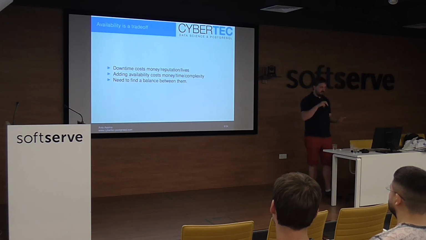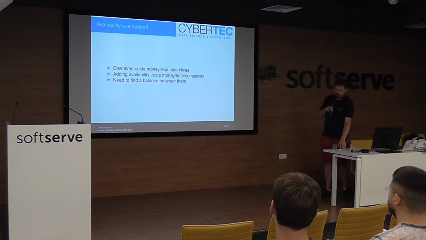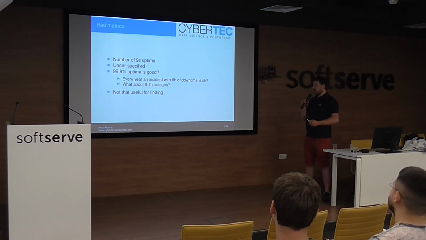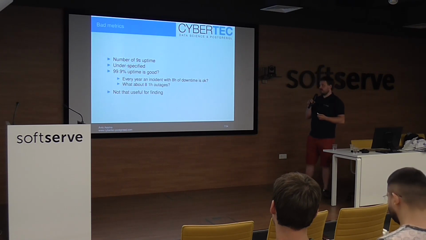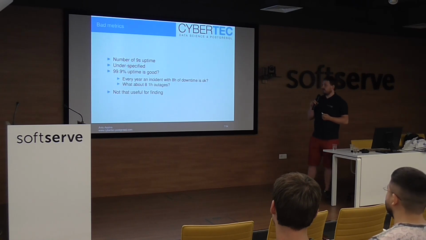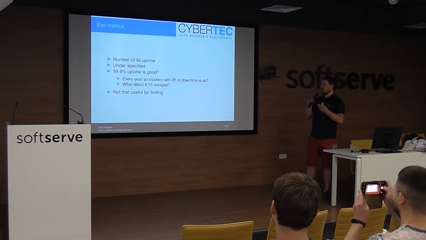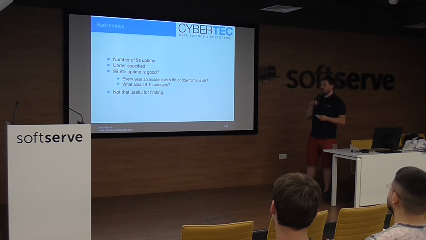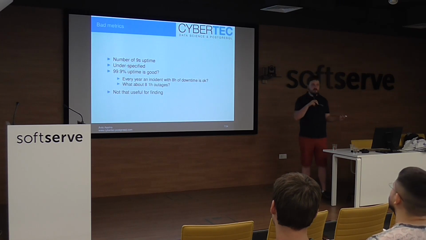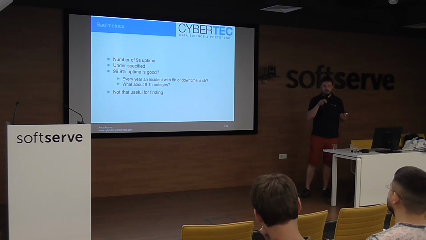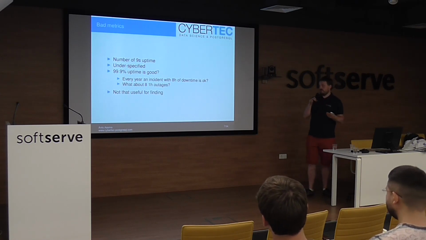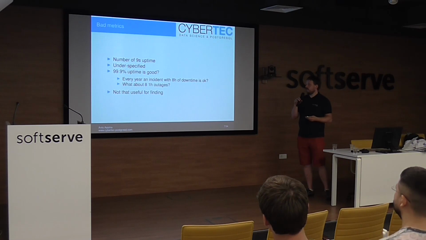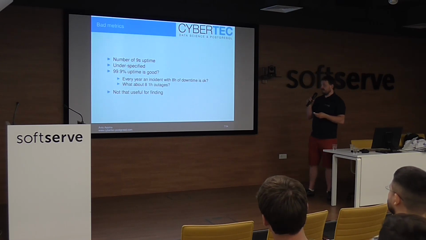And if you need to find a balance, you need some way to measure it. For measuring, one typical way is the number of nines, which is really not a good metric to measure availability. Usually it's like we have 3 nines of uptime, but is that good? If you have 8 hours of downtime a year, which the math works out to, is it okay to have 8 hours of downtime? That's probably not what somebody means by highly available. Or if you have 8 1-hour outages. So it's not that useful for finding the balance.